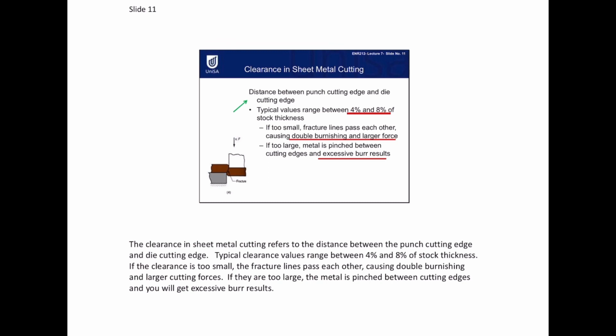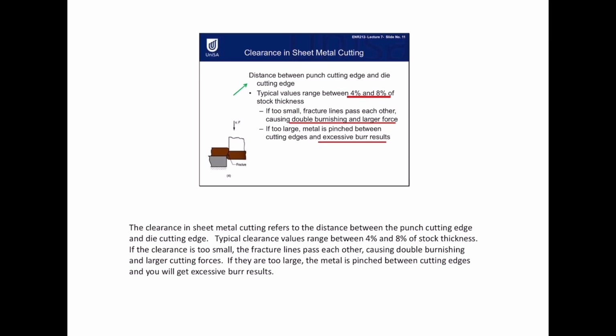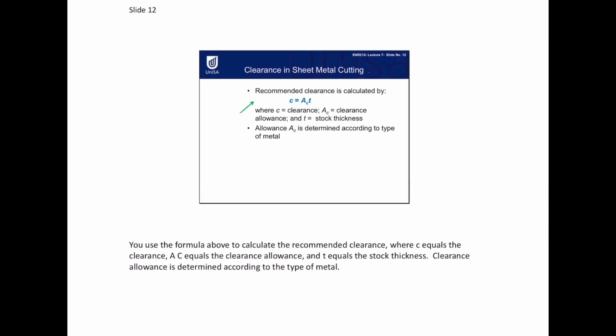If it's too small, the fracture lines pass each other, causing double burnishing and larger force. And if it's too large, metal is pinched between the cutting edges and excessive burr results. Here we have the clearance in sheet metal cutting, and the recommended clearance is calculated by C equals AC times T, where C stands for clearance, AC stands for clearance allowance, and T stands for stock thickness.